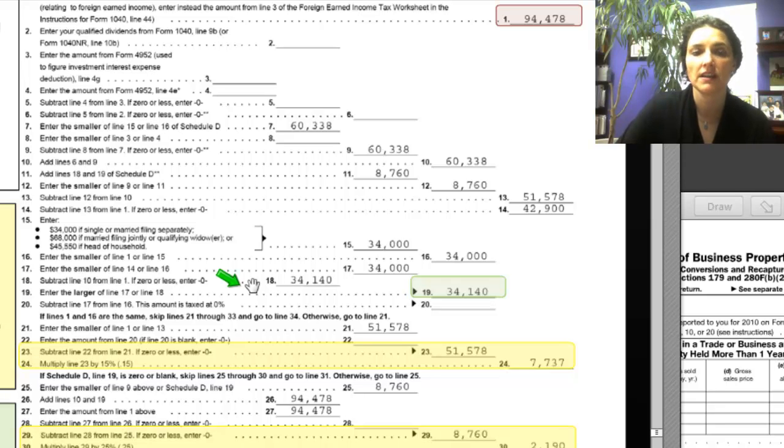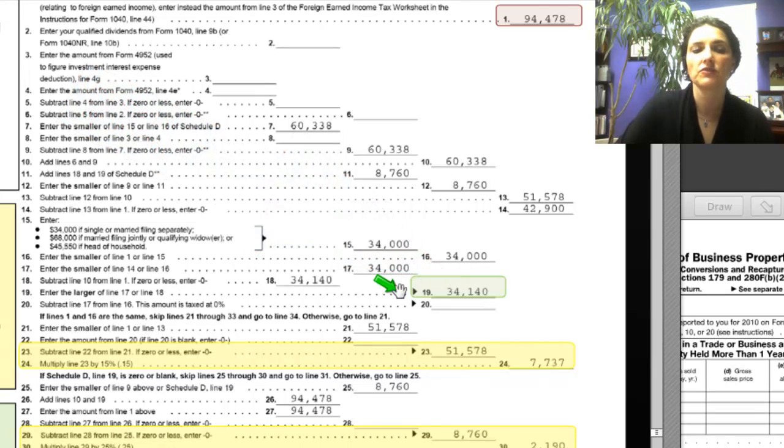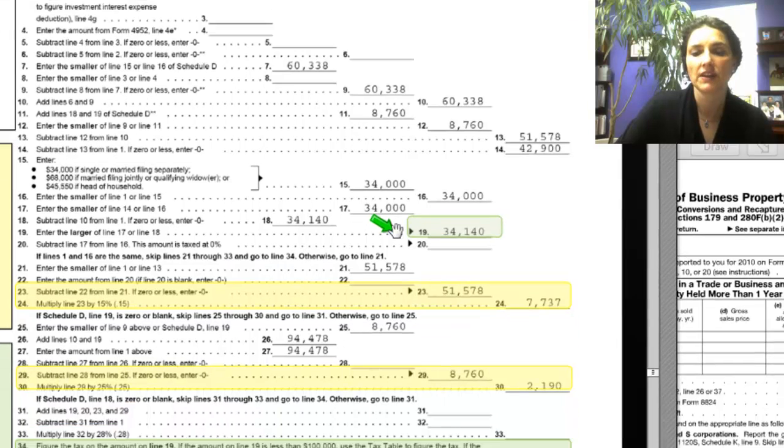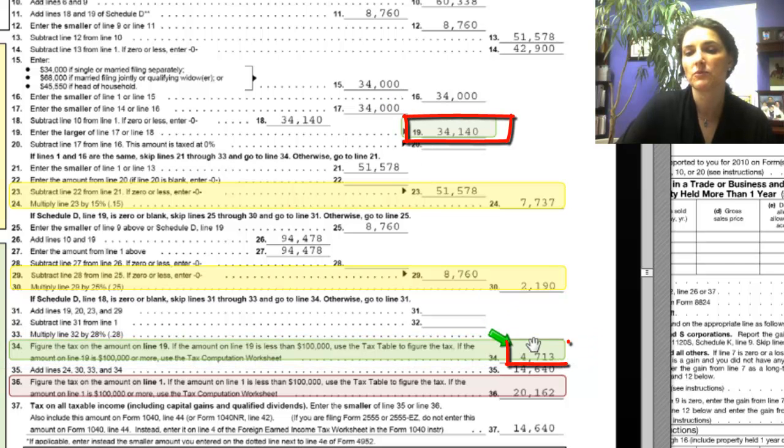So the next step on line 19, or the purpose of line 19, is to show the total amount of income that is ordinary income, and we will use the tax rate table in the back of Pub 17 to figure or calculate the amount of tax that is owed on $34,140. In this illustration, that amount of tax is $4,713, and that is actually entered on line 34 down here. So this entry right here, line 19, is used to figure the amount of tax that will ultimately get entered here on line 34.